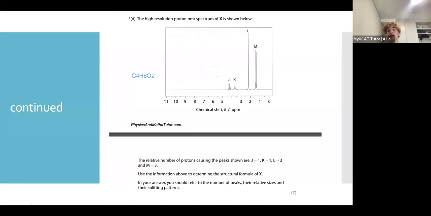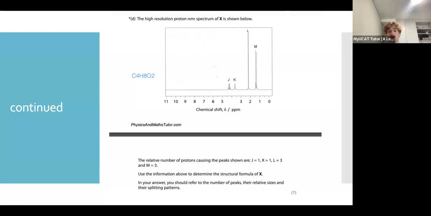If you wrote down what I just said, that's going to get you a couple of marks as well, just by saying that you have one proton in environment J, one in K, three in L, three in M. And that shows that you understand what the areas are showing.